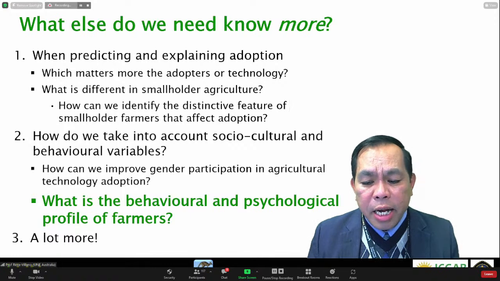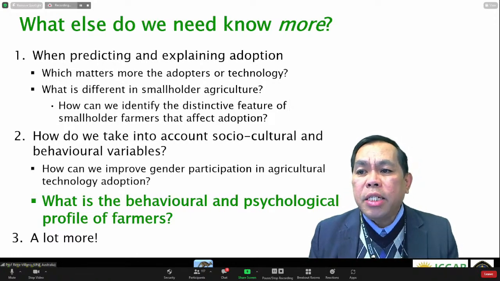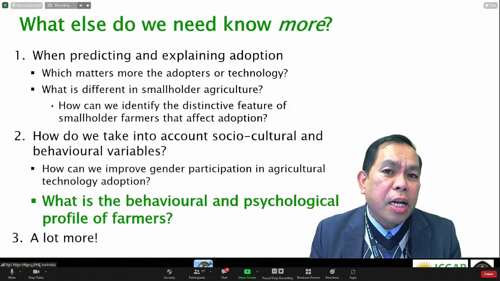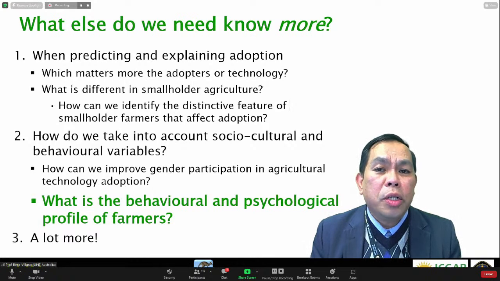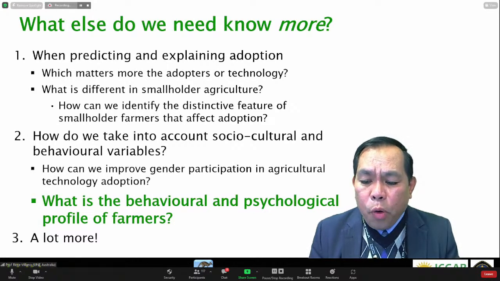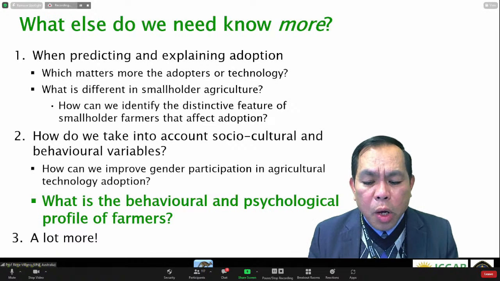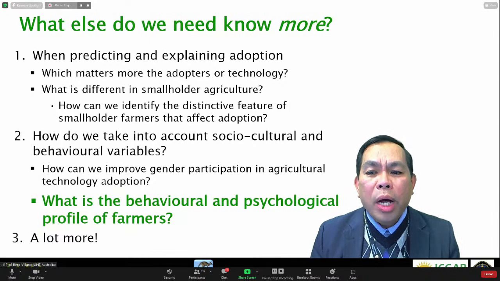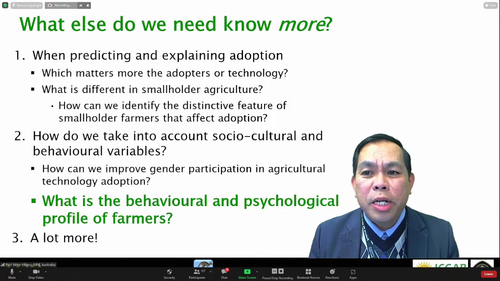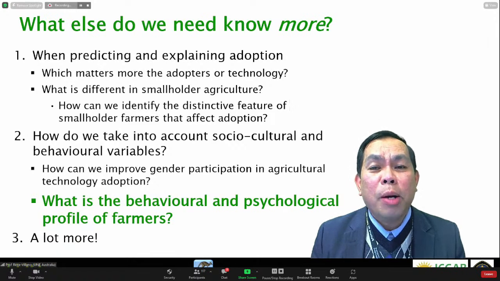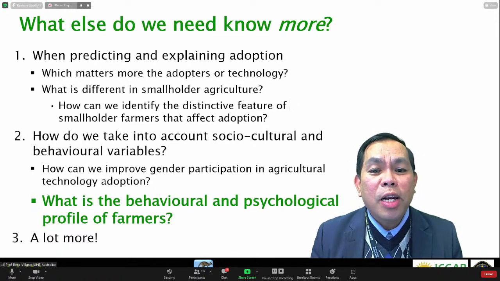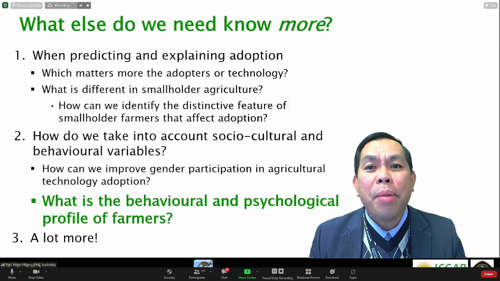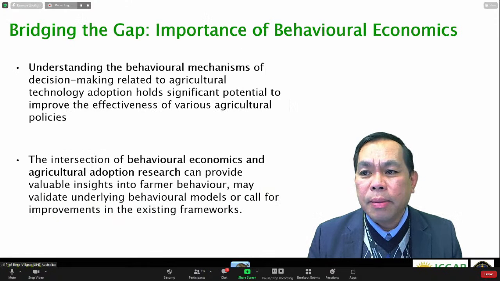When predicting and explaining adoption, we need to consider which matters most: are the adopters of the technology? Do we consider the characteristics of the technology versus the adopters? And of course, how do we take into account the sociocultural and behavioral factors? In order to contribute to this, what I'm going to demonstrate to you is the role of behavioral and psychological profiling in order to understand some of these intricacies and complexities in the decision-making process.